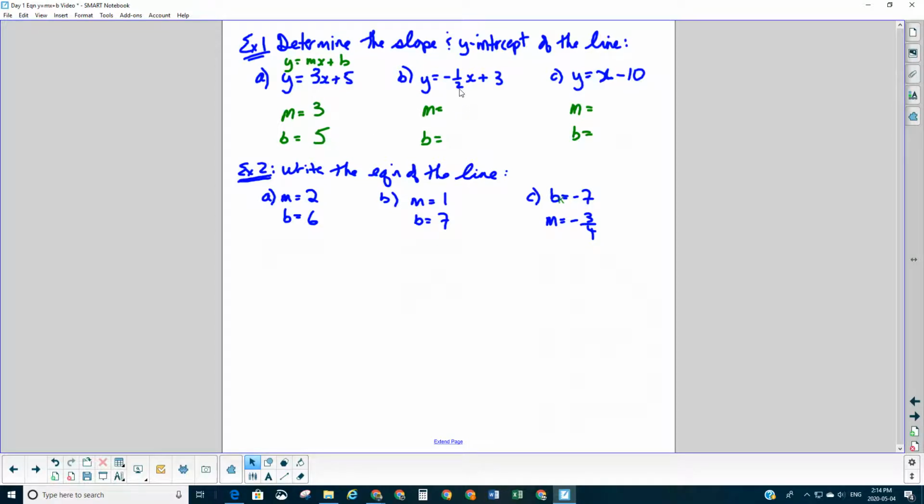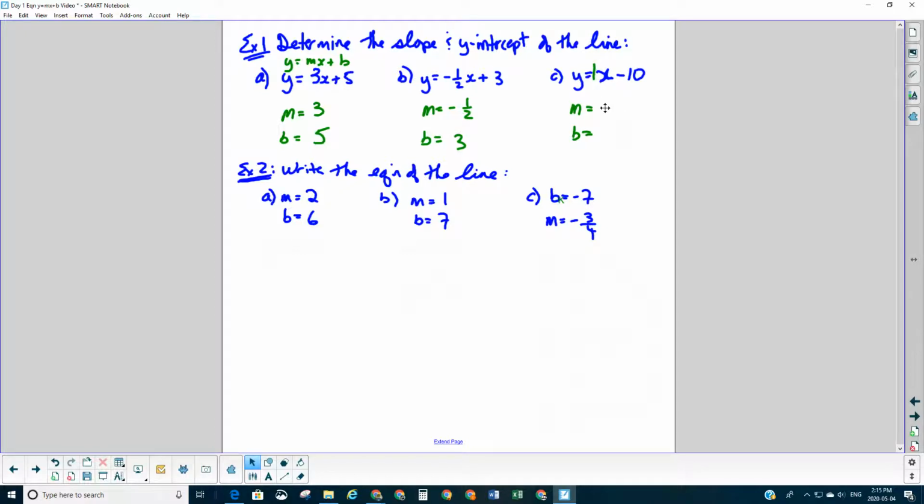Regardless of whether the equations change, and we get fractions or decimals or negatives or positives, the number in front of the x is still the slope. In this case, it's negative 1/2, so that means you're going down, but you began at 3, so b equals 3. For y equals x minus 10, it doesn't look like there's a number in front of the x, but remember there is. It's the number 1.